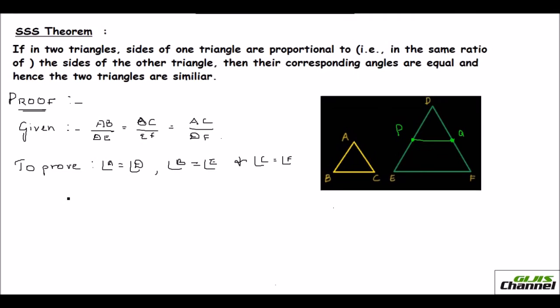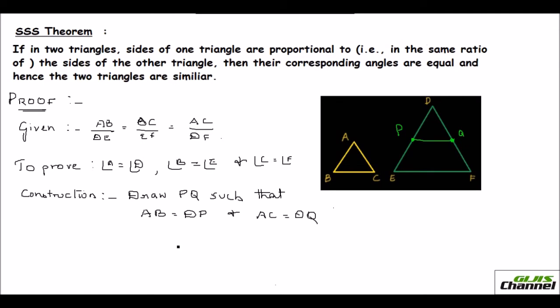So, before getting into the problem, I have drawn the points P and Q here, okay? P cuts the DE such that your AB is equal to your DP, okay? So you need to draw the construction. So the construction is draw PQ such that your AB is equal to DP and your AC is equal to DQ. So in such a way I have just drawn a line PQ.